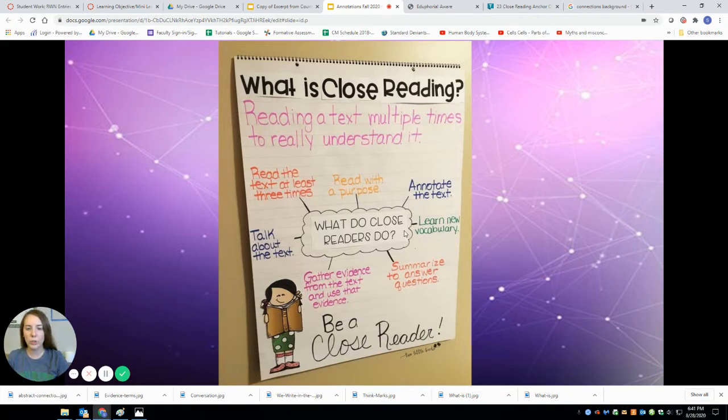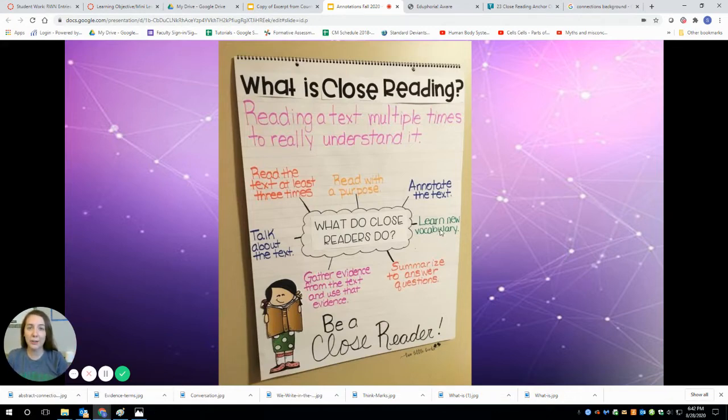So when you're close reading, some things to do are to read the text at least 3 times. You want to go in reading with a purpose. You don't just start it and say, let's see what this is all about. So our purpose today going in is going to be to look for things that stand out, things that confused you, and see if you can understand what's going on. What do you think about it? You'll annotate the text. You're going to talk about the text, which we're going to do tomorrow. You gather evidence from the text, and use that to support points that you're making. We'll do part of that today and part of that tomorrow.